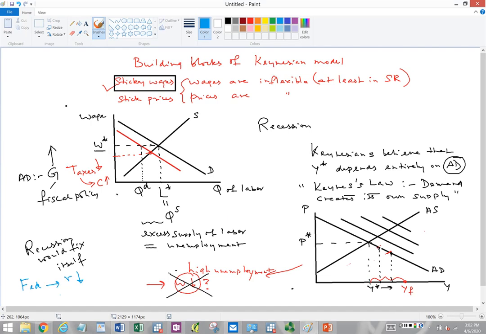So the government plays a role and the Fed plays a role. The government's policy is fiscal policy. The Fed's policy is called monetary policy. Right? So here is one building block of the Keynesian model. I will briefly now talk about sticky prices.